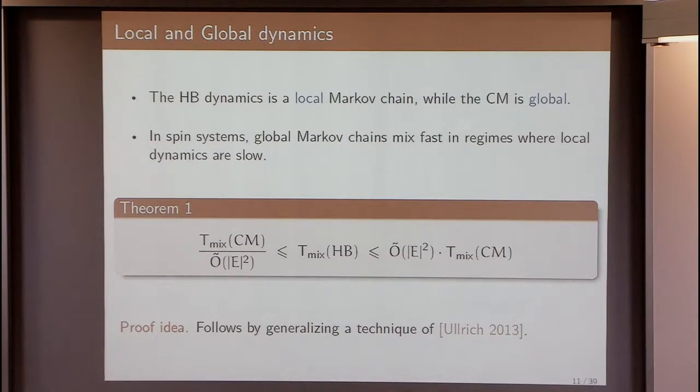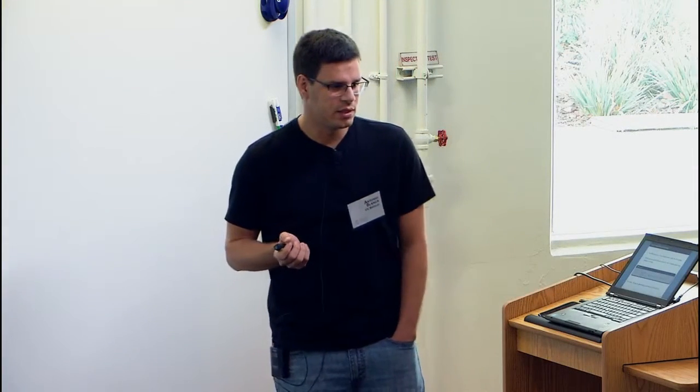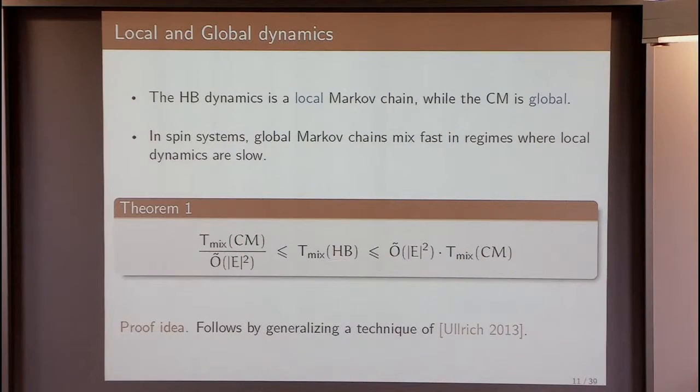And we only pay polynomial factors in this. So we showed this by generalizing a comparison technique of Ulrich. I won't tell you much about the proof of this. Is it for any graph, or does it have to be constant degree? Any graph. This is for comparing in the random cluster setting. If you go to spin systems, then you have this restriction with the degrees.